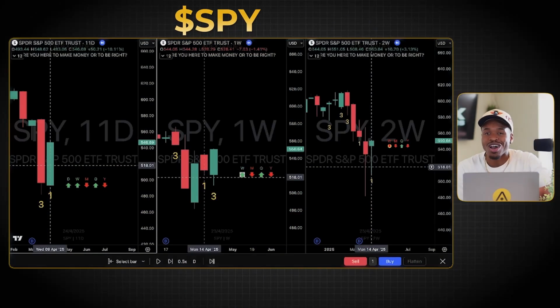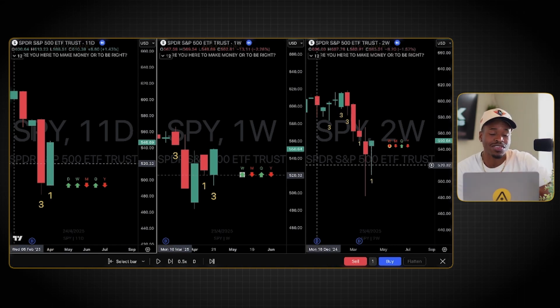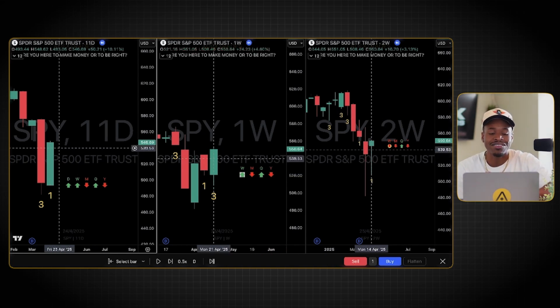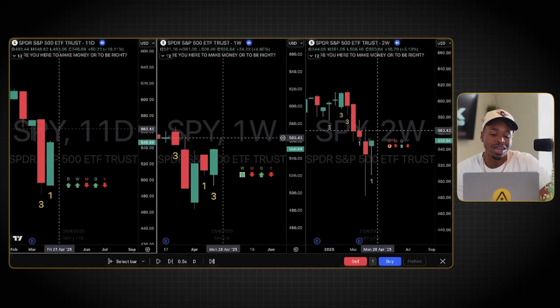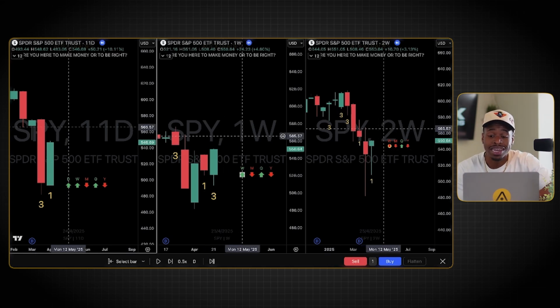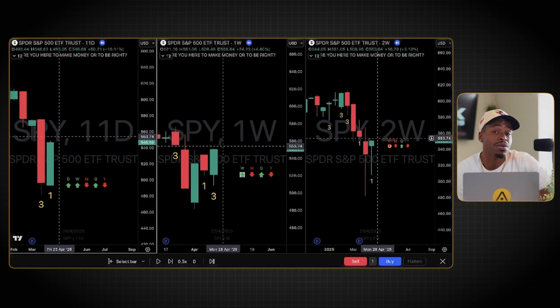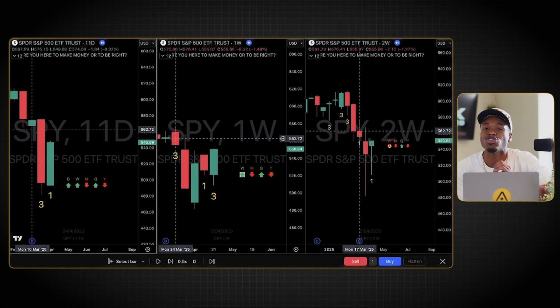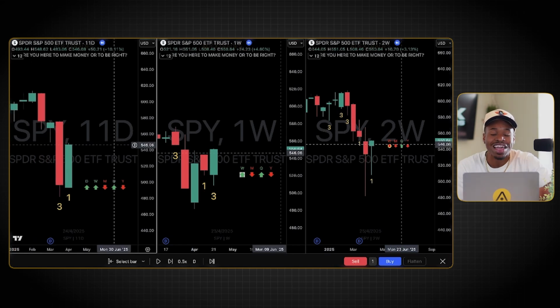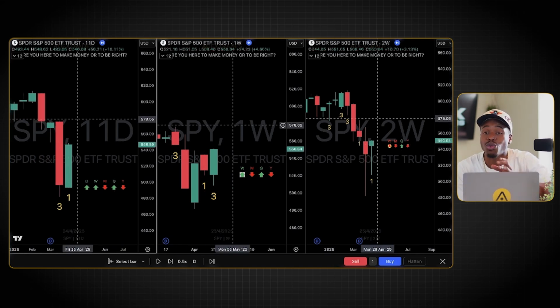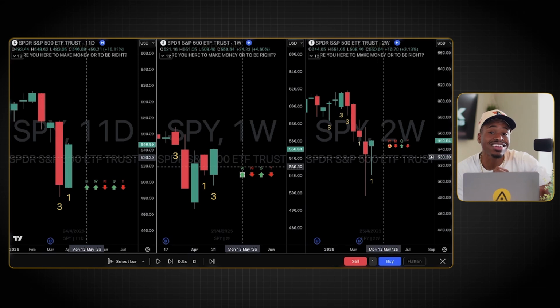So here we have SPY on the 11-day, the weekly, and the 2-week chart. Now, the reason why I'm showing these specific timeframes, one, because the 11-day is going to be opening up on Friday, April 25th. The weekly will be opening up on April 28th, the following Monday. And the 2-week is also going to be opening up on April 28th, that same Monday. And the second reason is because of the strat combos or actionable signals that appear on these timeframes. We have a 3-1 setup on the 11-day, a 1-3 setup on the week, and an inside 2-week hammer with new time frame candles that are about to open.